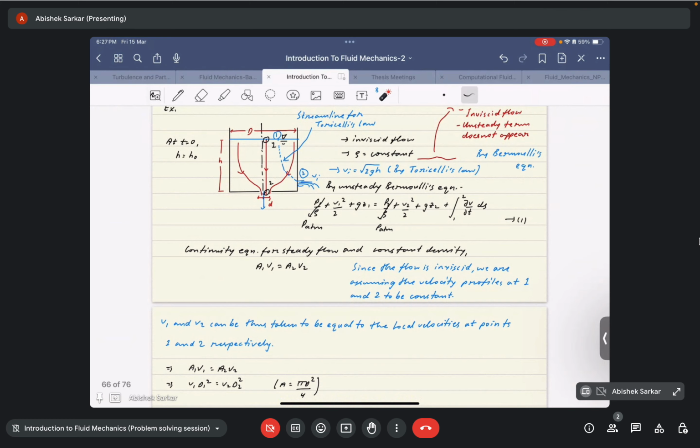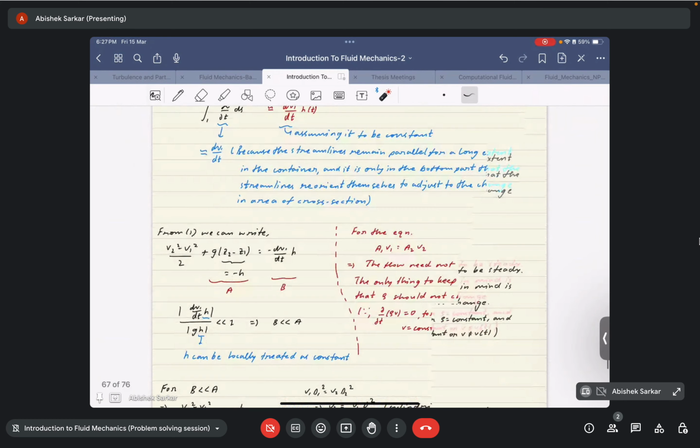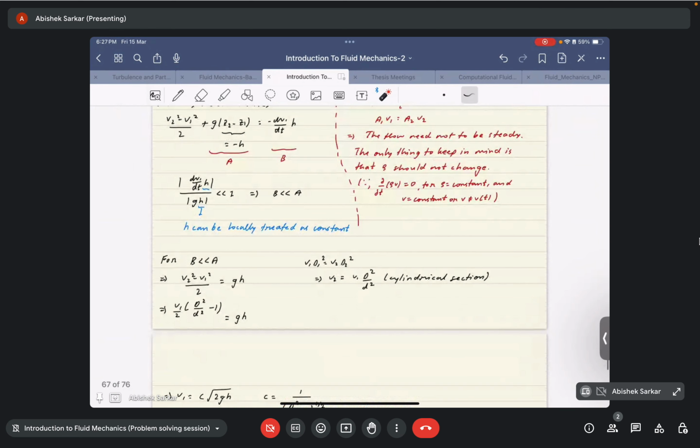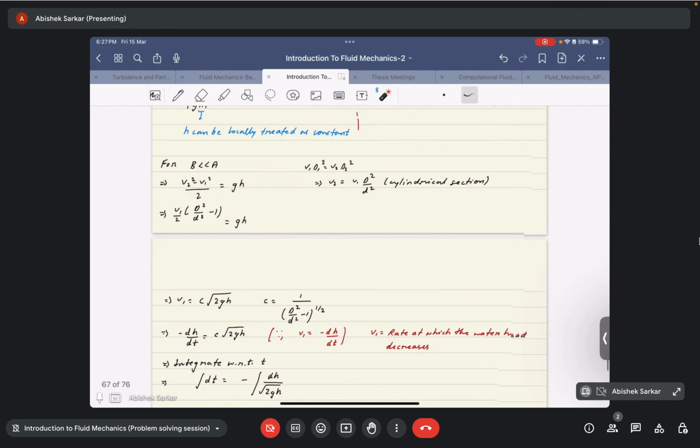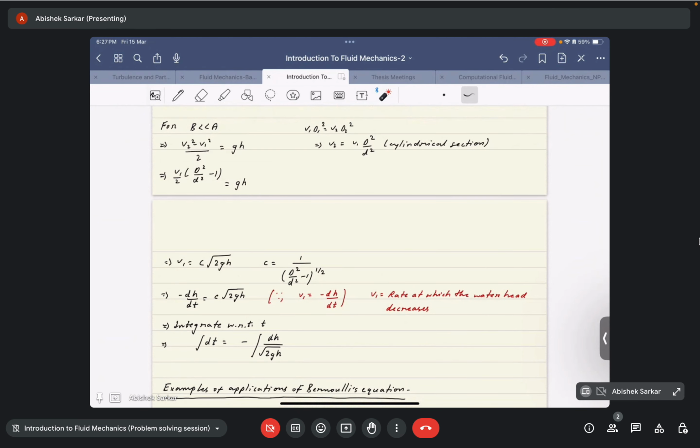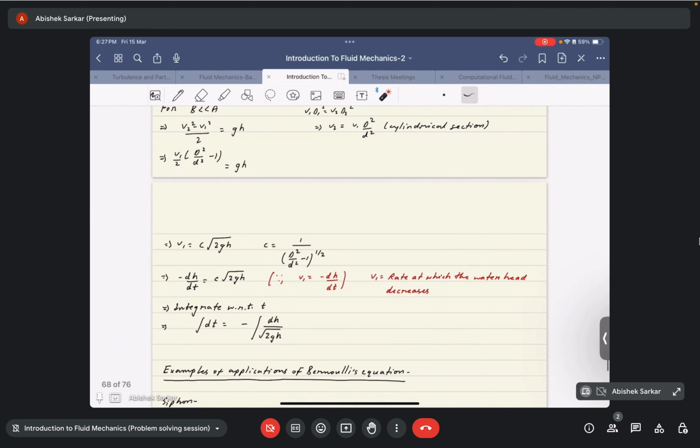So if we go back here, then we can just substitute the expression of v1 in this expression, that dH by dt is equal to v1. Then from that we will get that minus dH by dt is equal to C into root 2gh. Now if we integrate this expression with respect to t, then we can basically find out the time required to drain the tank completely.